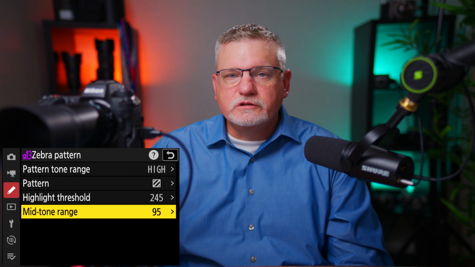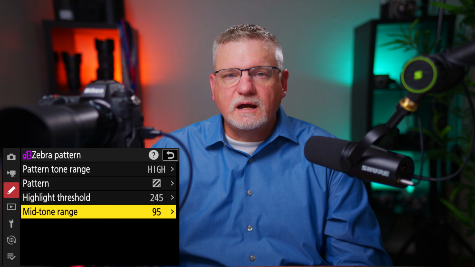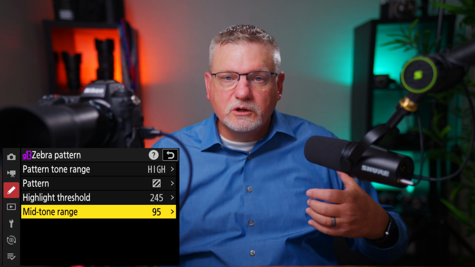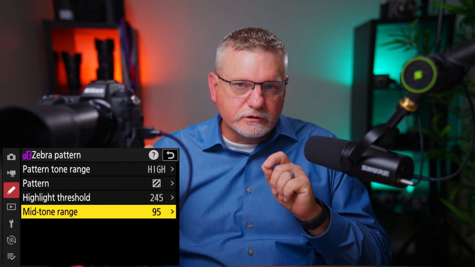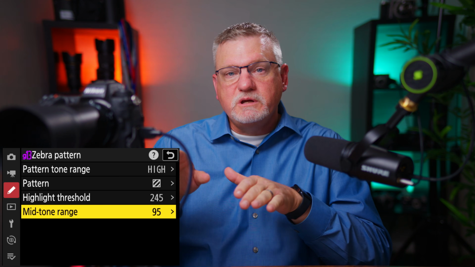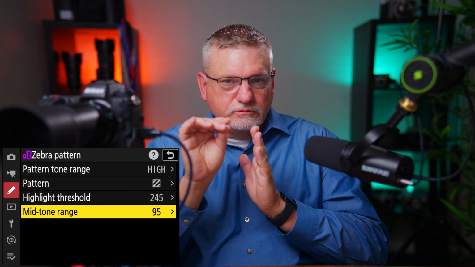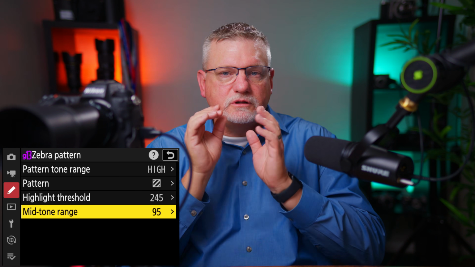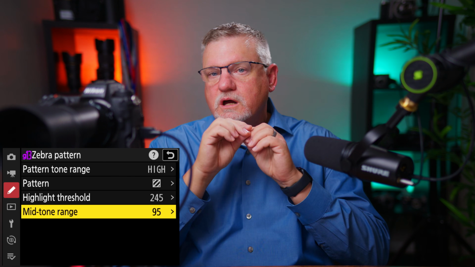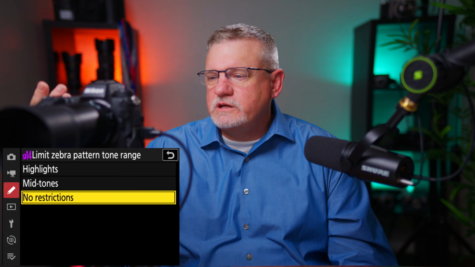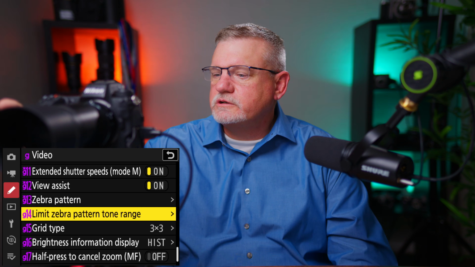So if you're using this pattern, say you have it set on the highlight threshold, if you're overexposed, you'll see little zebras showing the overexposed areas. If you put it on the mid-tone, if you're correctly exposed, you'll actually see the little zebra stripes in those areas that are mid-tone, 18% gray. Limit zebra pattern tone range. I'm going to say no restrictions.